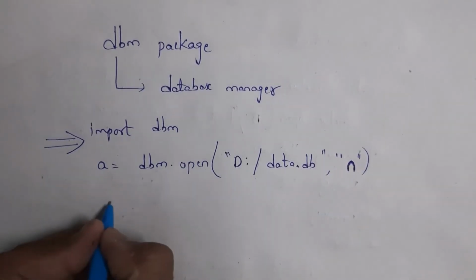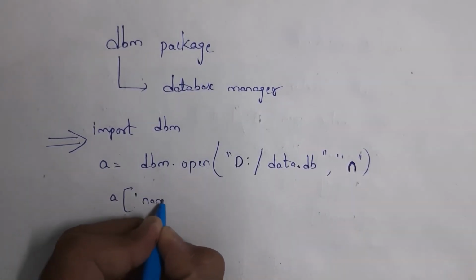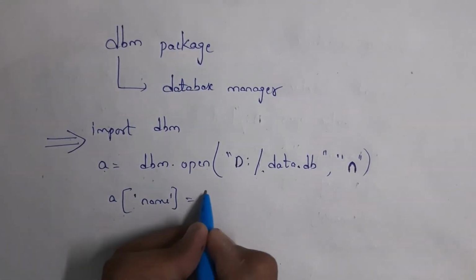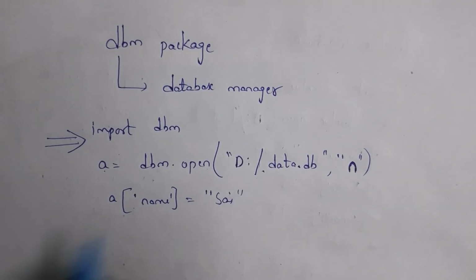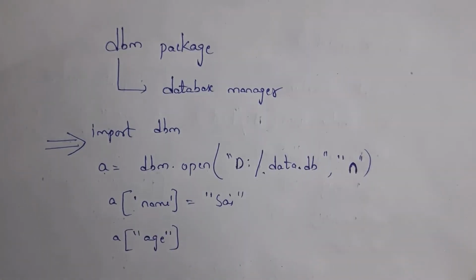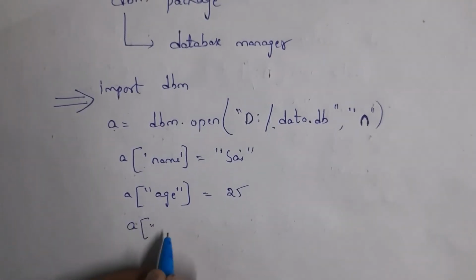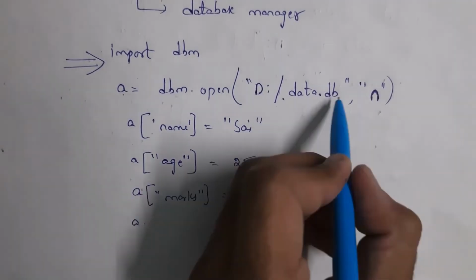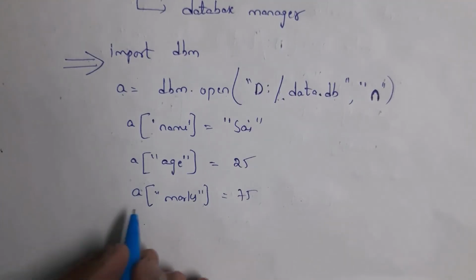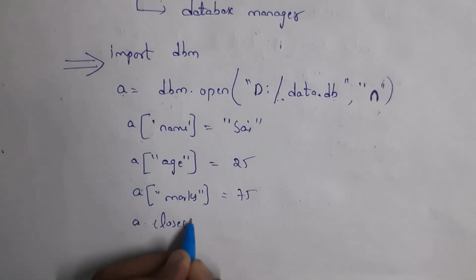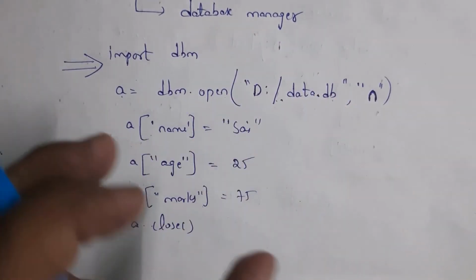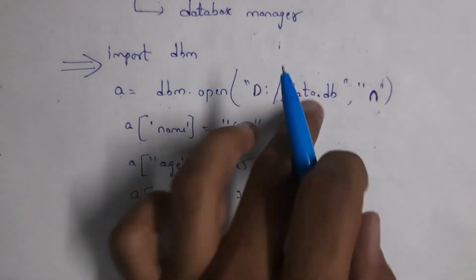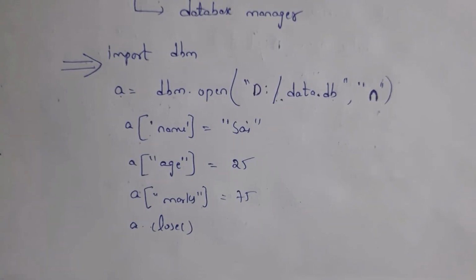And next I want to add data like name Sai. My database is present in object A, so write here a of name equal to Sai, where Sai is a string, so take quotations. And similarly, a of age equal to 25, a of marks equal to 75. After performing this operation, at last we need to close our database, so just write here a.close. Whenever you run this code, it will create the database and it will add data name Sai, age 25 and marks 75 inside my database. And at last it will close my database.